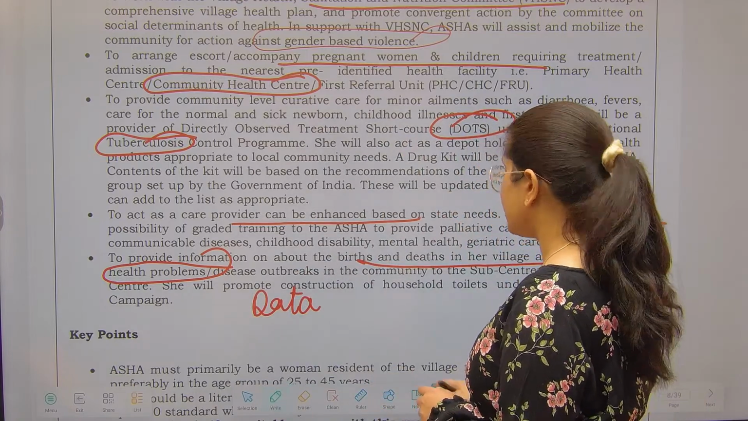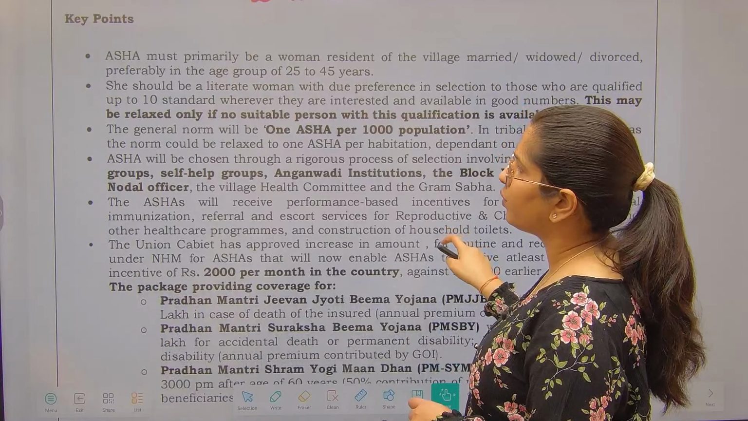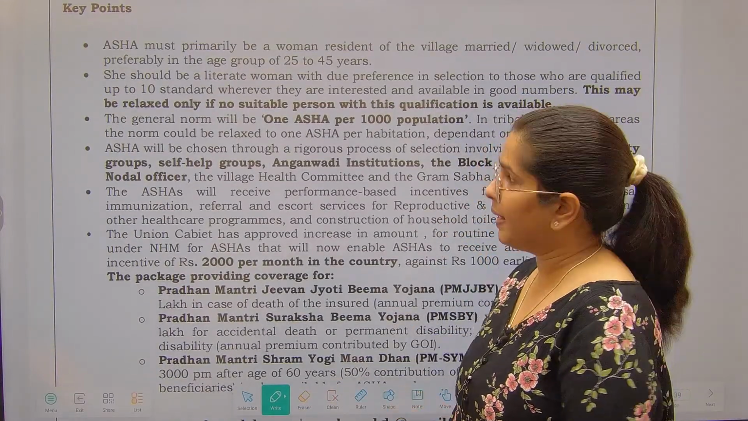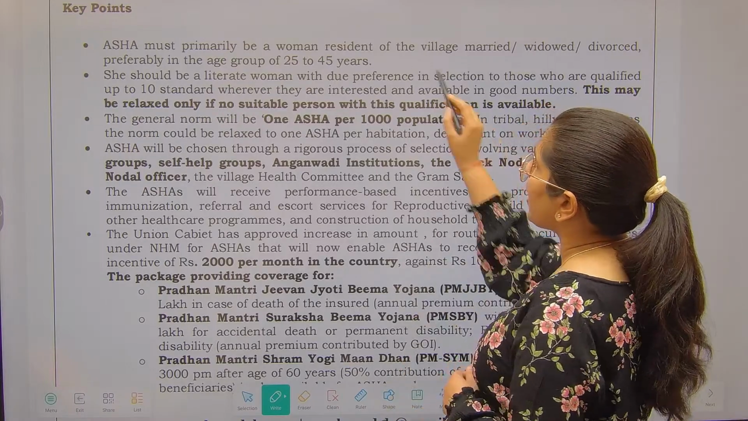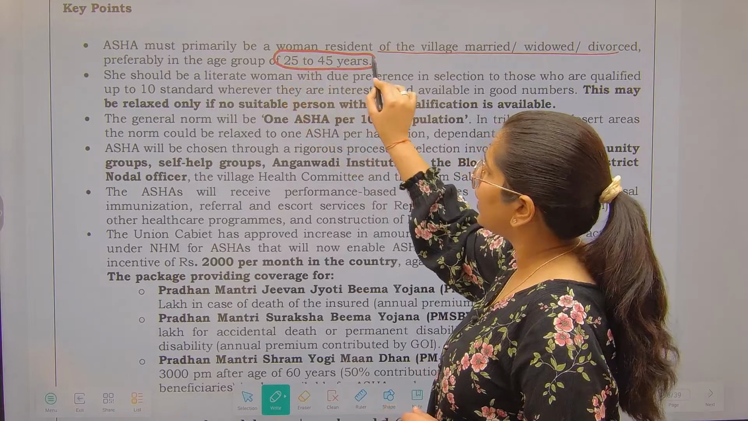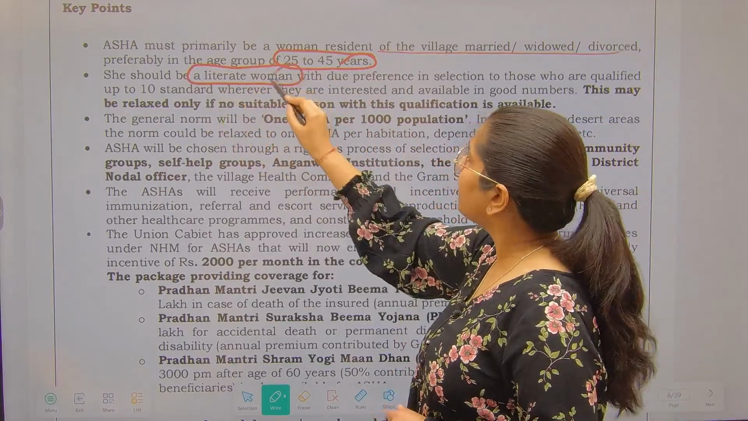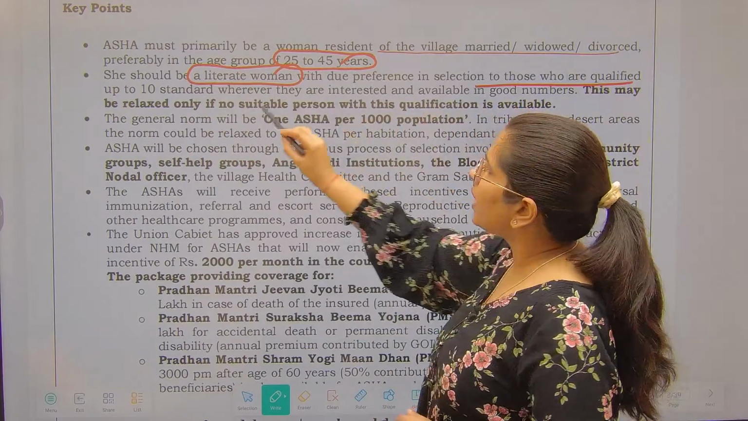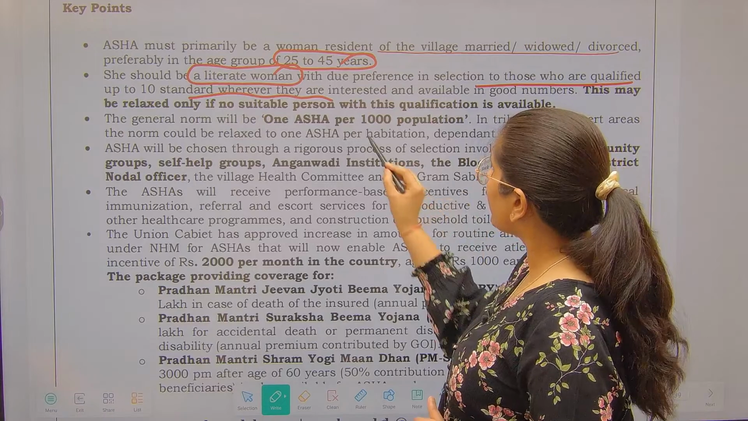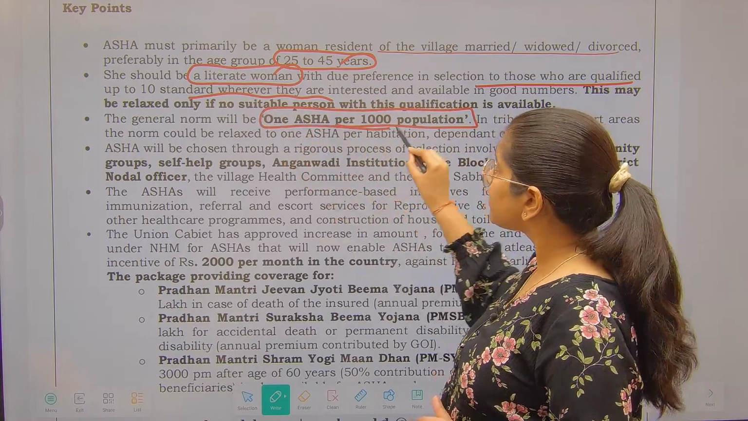Now key points. That means what are the eligibility requirements and other things related to ASHA. This is the important thing and we will be covering this in detail. So ASHA, they must be primarily a woman resident of the village, preferably in the age group of 25 to 45 years. Obviously, she should be a literate woman with due preference who are qualified up to 10th standard, right? The general norm is 1 ASHA per 1000 population. This is the general norm.